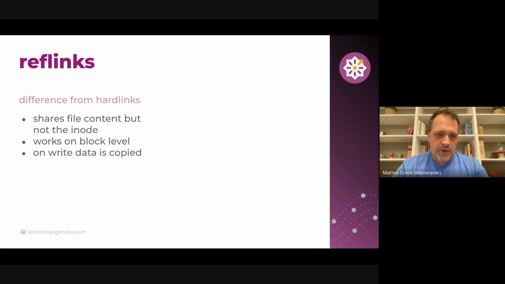And then another key difference is that when you have hard links, if you change the content of a copy, all the other copies get the same modification. And this doesn't happen with the reflinks because when you try to write on your own copy, this is immediately unshared, and you don't alter the other copies of the same file.